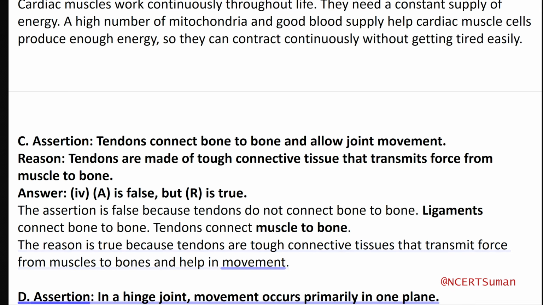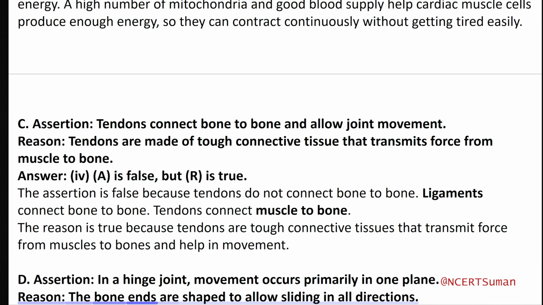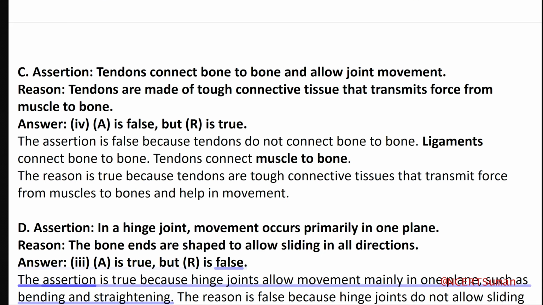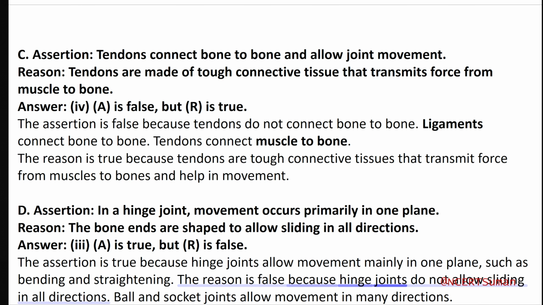D. Assertion: in a hinge joint, movement occurs primarily in one plane. Reason: the bone ends are shaped to allow sliding in all directions. Answer: 3. A is true, but R is false. The assertion is true because hinge joints allow movement mainly in one plane, such as bending and straightening. The reason is false because hinge joints do not allow sliding in all directions. Ball and socket joints allow movement in many directions.